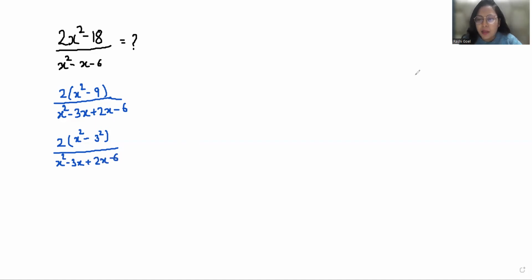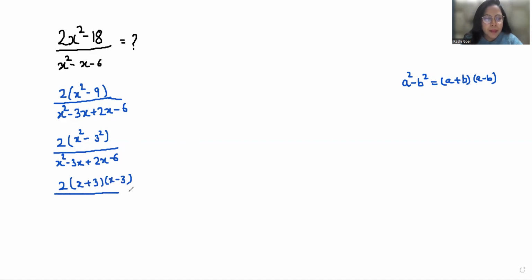Now in the numerator, I am going to use a very famous identity, that is a² - b², which is equal to (a + b)(a - b). So it becomes 2 times (x + 3)(x - 3) over. Now from the first two terms of the denominator, I can take x as common. So what is left? x - 3. And if I take +2 common, then x - 3.